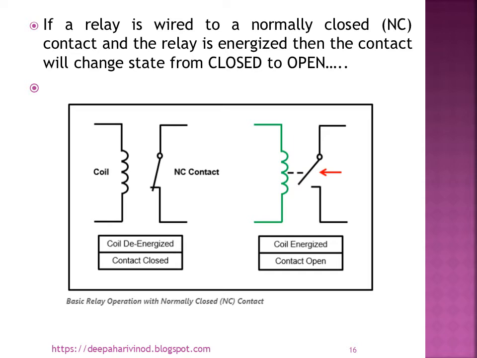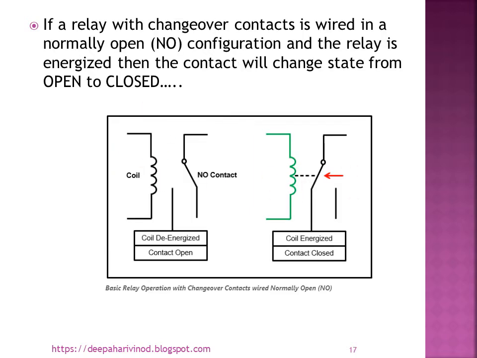If the relay is wired to a normally closed contact and the relay is energized, then the contact will change state from closed to open. So in this case it is just the opposite. Here it is a normally closed contact, so when it is energized it gets open. We can see here the coil is energized and the contact gets open. So this is the normally closed contact and this is open.